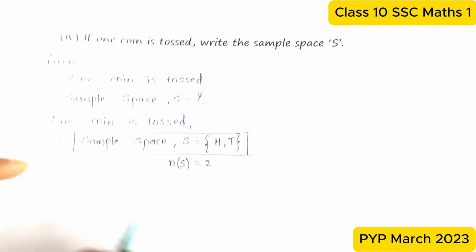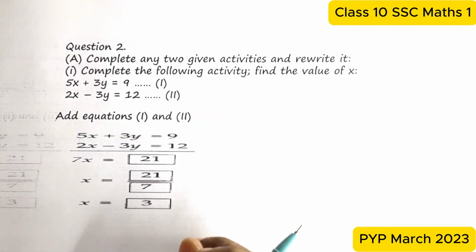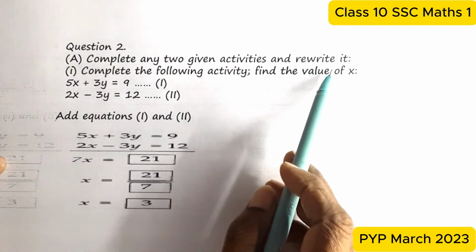Okay, then next one, students, is question 2, and question 2 is only for 2 marks, and it is a very important question, very easy question, students. Question 2A is based on the activity. So now here, students, the activities are very easy and simple, so you can easily solve it. So let us see question 2A. Complete any two given activities and rewrite it.